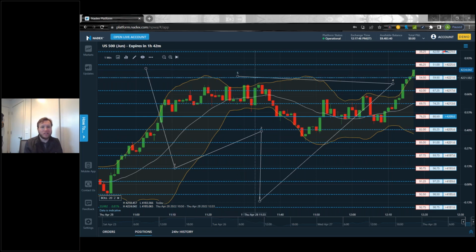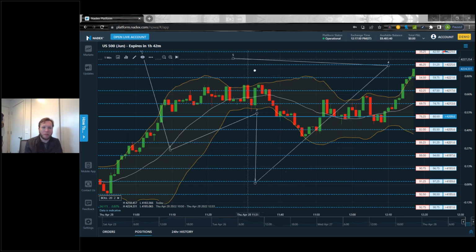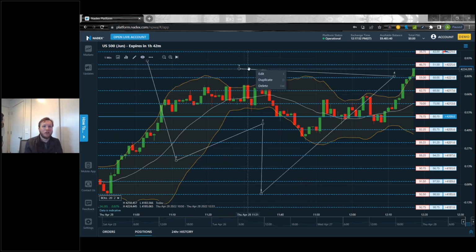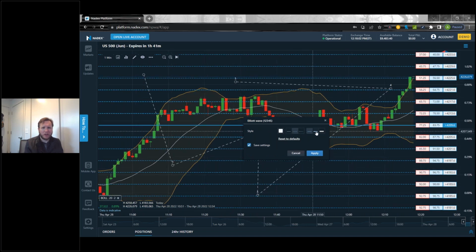If you do want to delete this, first of all, you can move these around. You can actually grab your drawings and move them all around. And if you really want to delete it, you can right click and you can edit, delete, or duplicate any of these different drawings. So I can edit it. I can put the different styles on here.